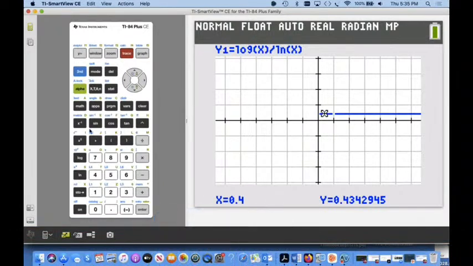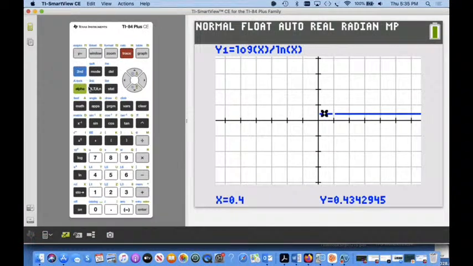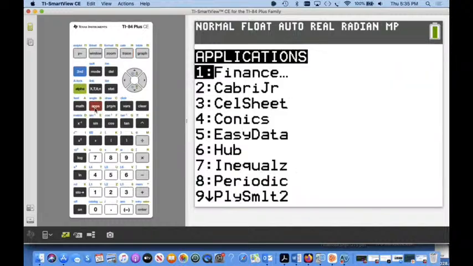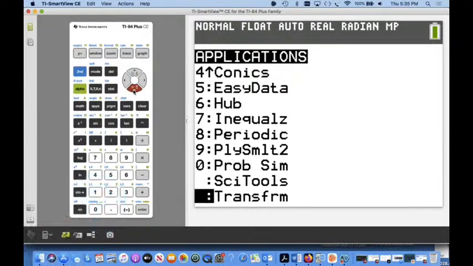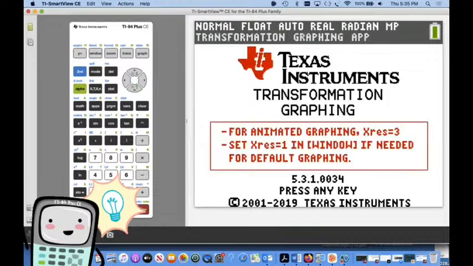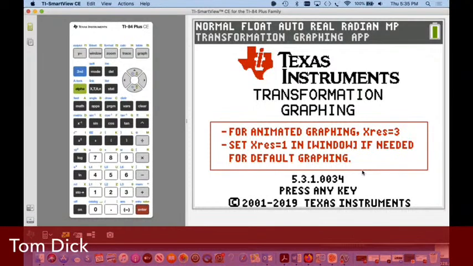All right, we're going to look at the function transform app. So I'm going to pull up an app that's really nice for doing transforms of functions. I pull up the application menu, and as I scroll down, the one I'm looking for is the transform app. So let's bring that in, and we get this big screen here. I want to talk a little bit about this specifically for transformation graphing.